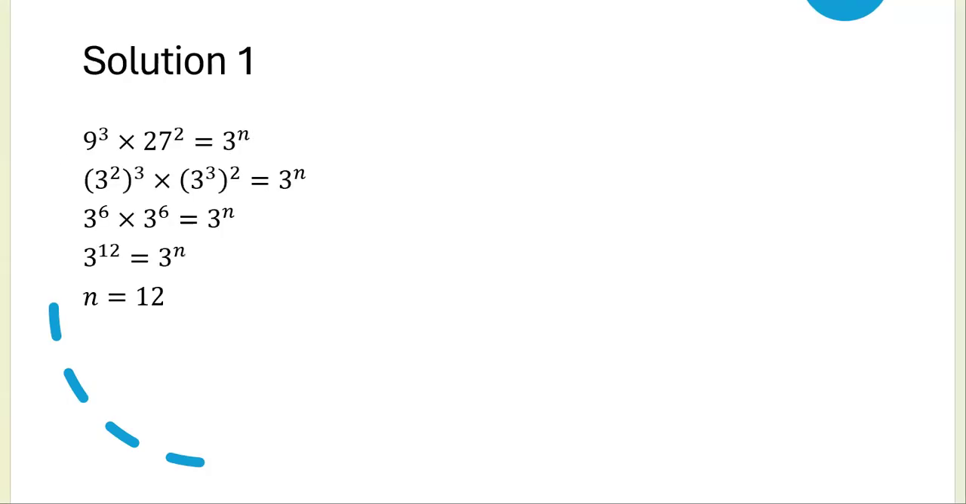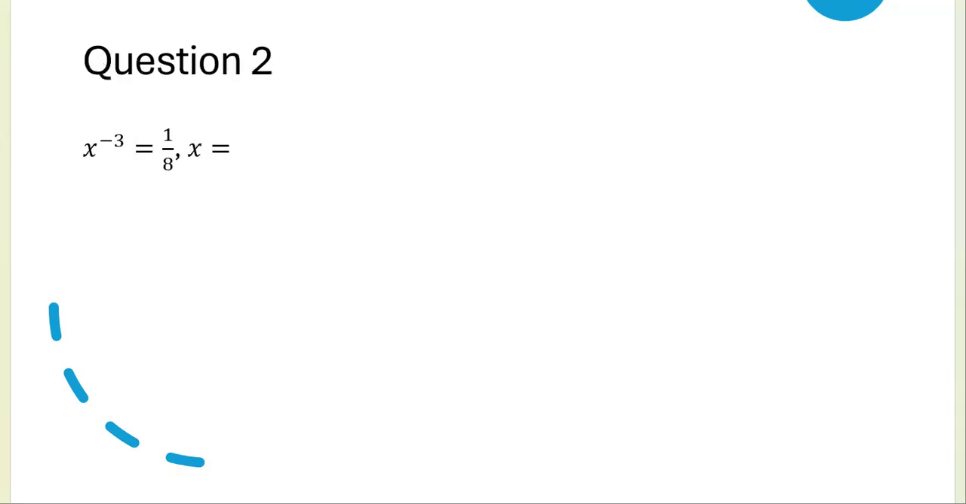If you want to do it by hand, we write 9 as 3 squared, so 3 squared cubed. 27 is 3 cubed, so we write this whole thing as 3 cubed squared. Use properties of exponents, so you can combine these by 2 times 3. Same thing over here. And then from here, you can use the property that when you're multiplying these two, you can add the exponent values, so it's 3 to the 12, so n is equal to 12.